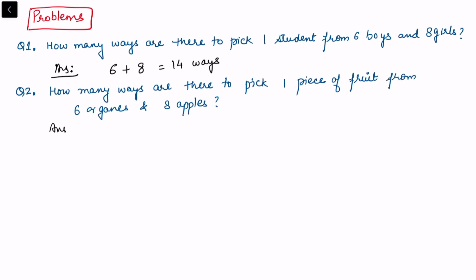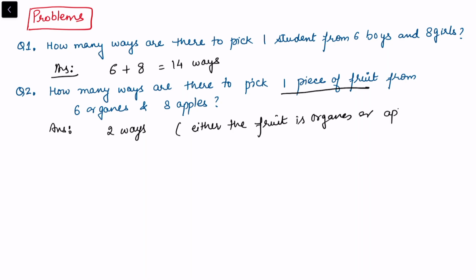In this second question, how many ways are there to pick one piece of fruit from 6 oranges and 8 apples? Now there are 2 different fruits. But we just discussed that oranges themselves cannot be distinguished. So we'll consider 2 categories: either the fruit could be orange or it could be apple. So there are only 2 ways. Because we have to pick only one piece of fruit, either the fruit is orange or it is apple, and we take one choice.